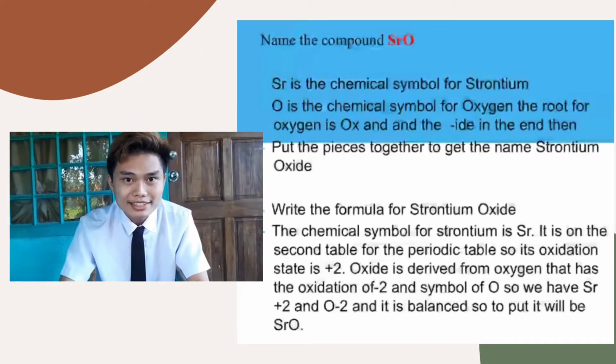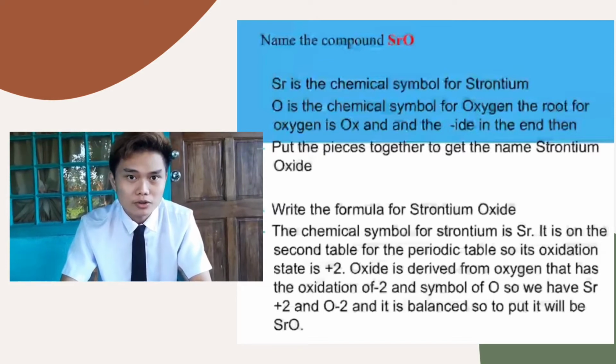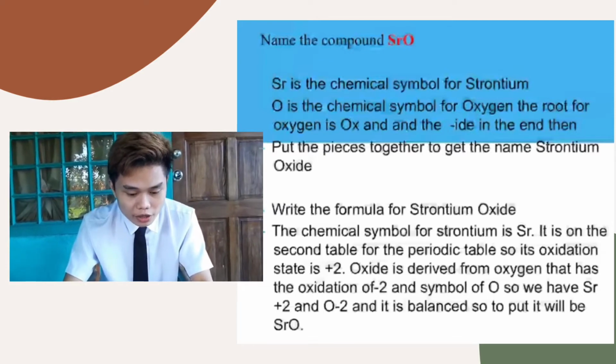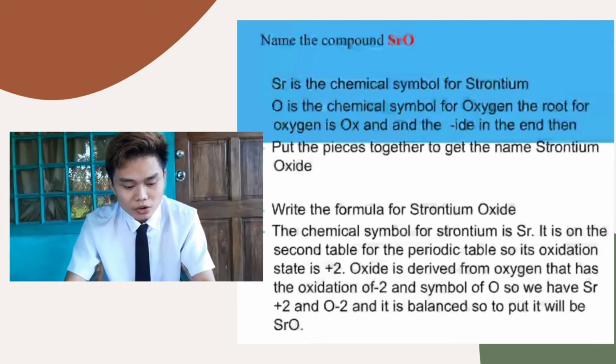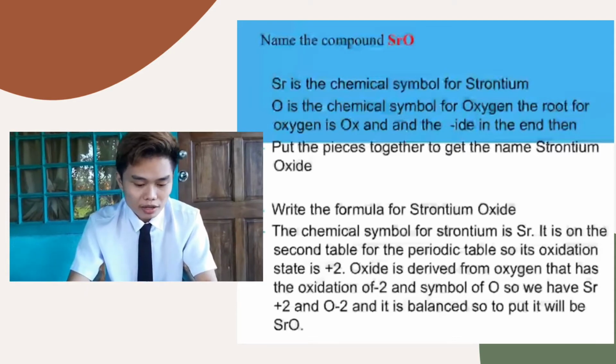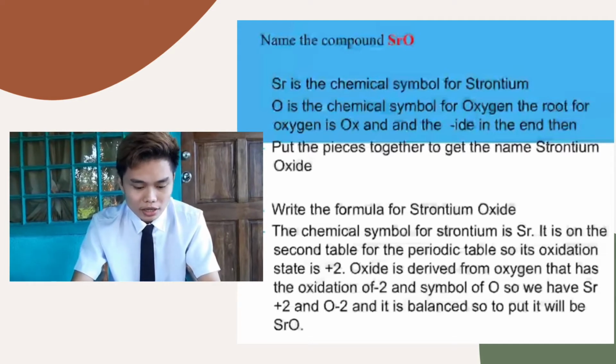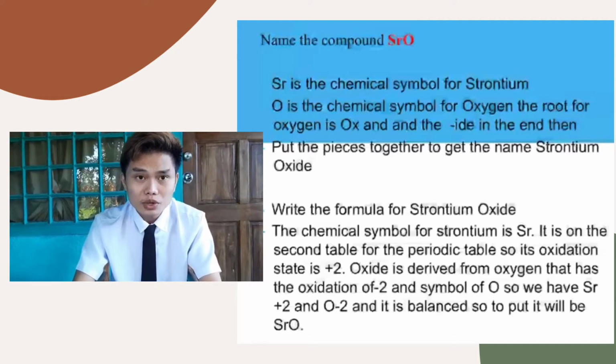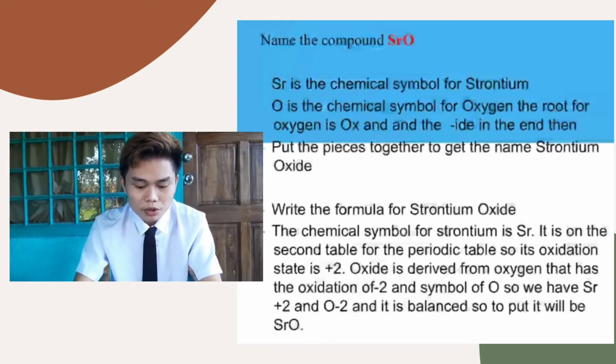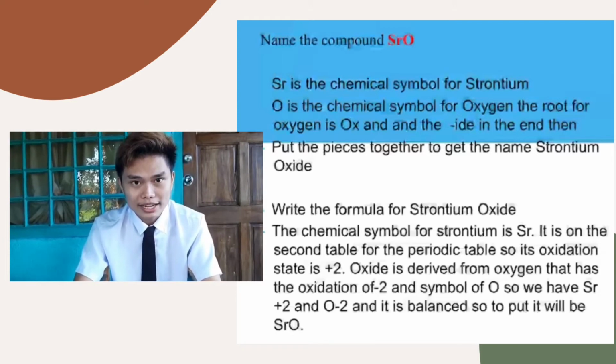Always remember that the cation is always named first, followed by the anion. Here, we will name the compound SrO. Sr is the chemical symbol for strontium, while the O is for oxygen, whose root is ox, and then we will add the -ide at the end of this. So we will form strontium oxide.